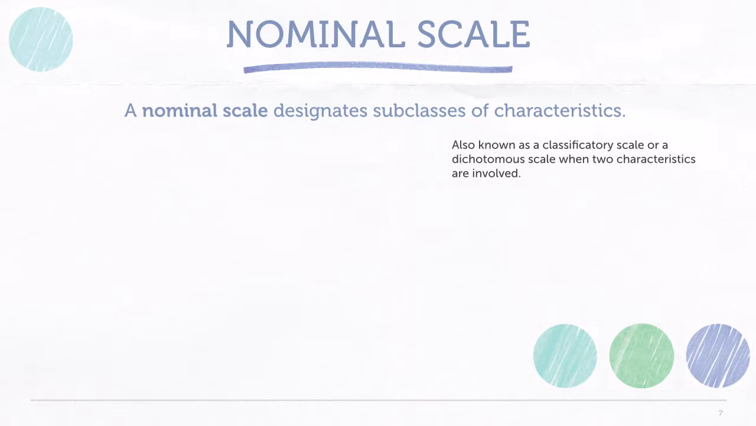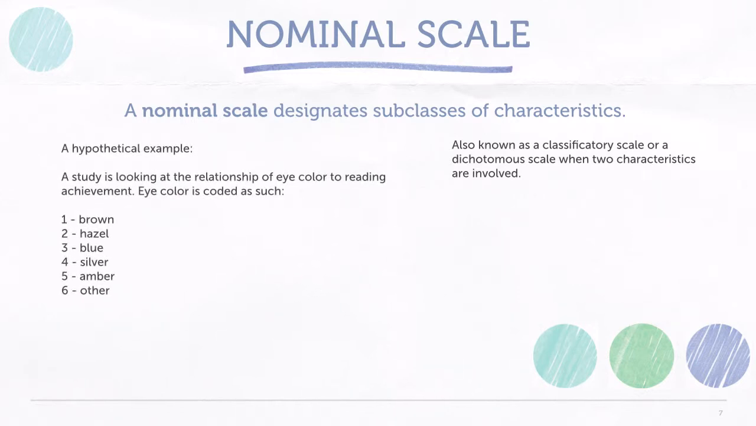So let's take a hypothetical example. Let's say, for instance, that in this hypothetical example, there is a study looking at the relationship of eye color to reading achievement. In this study, eye color would be coded as such. 1 equals brown, 2 equals hazel, 3 equals blue, 4 is silver, 5 is amber, and 6 is other.